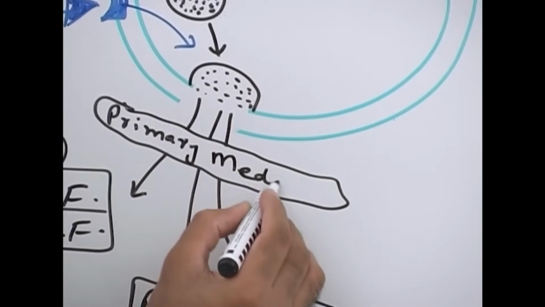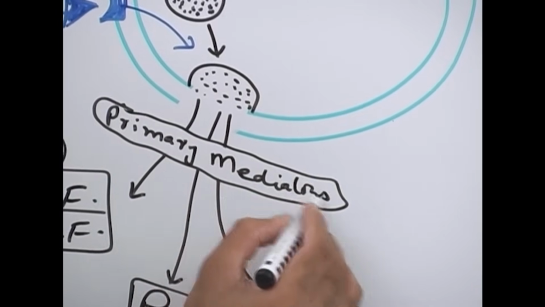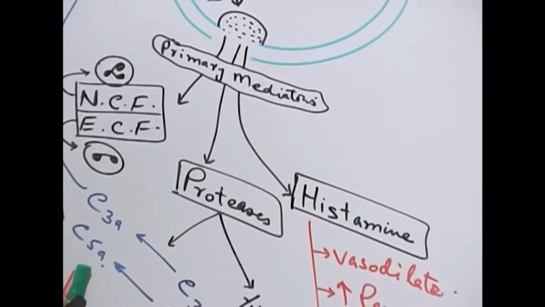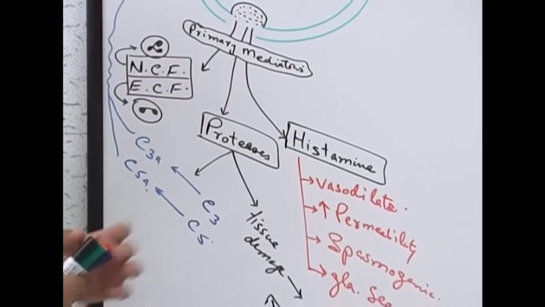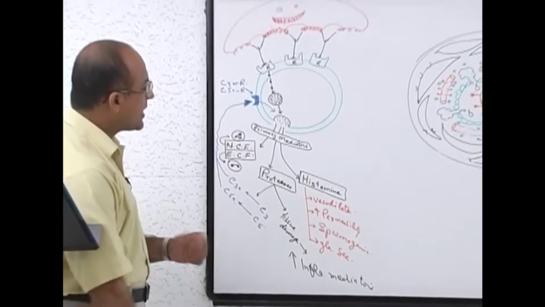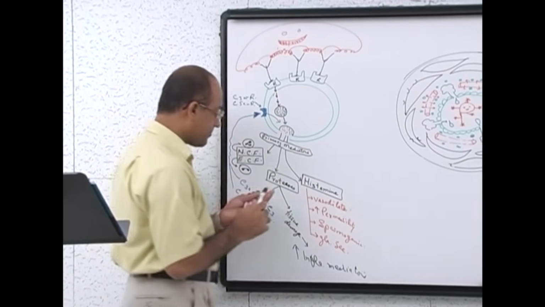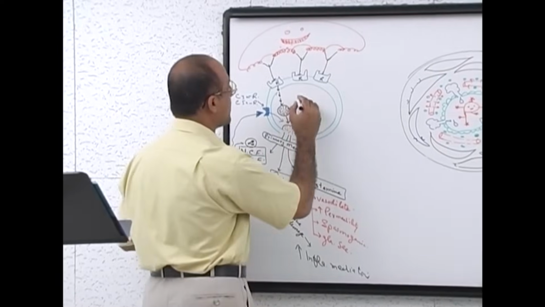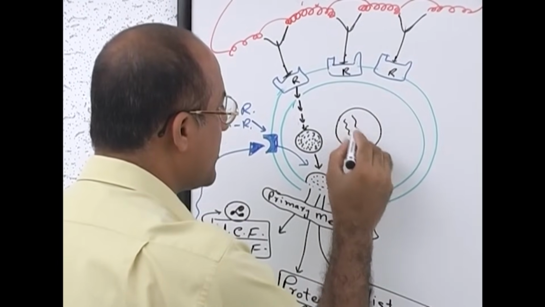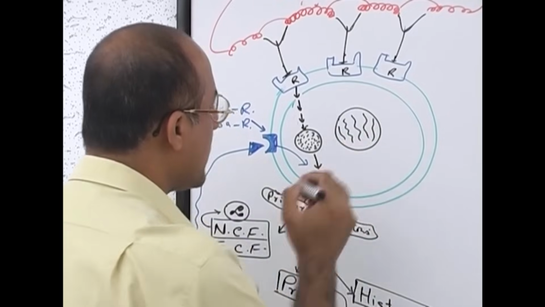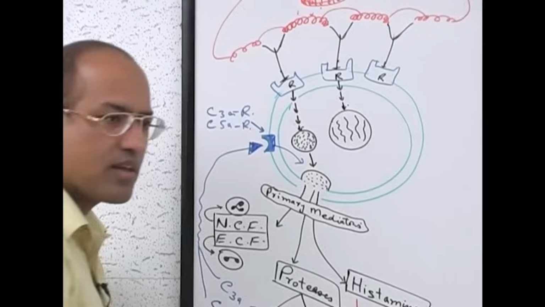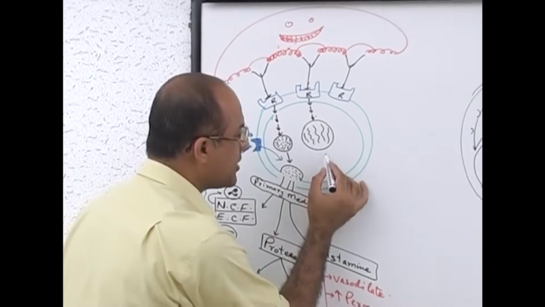Primary mediators. What are primary mediators? Primary mediators are preformed chemical substances, right, present within the mast cells, and they can be immediately released. Secondly, the second reaction will occur, that is to the nucleus. Let's suppose this is a nucleus, with genetic material, and the second signal pathway is going to the nucleus, and the nucleus is stimulated.